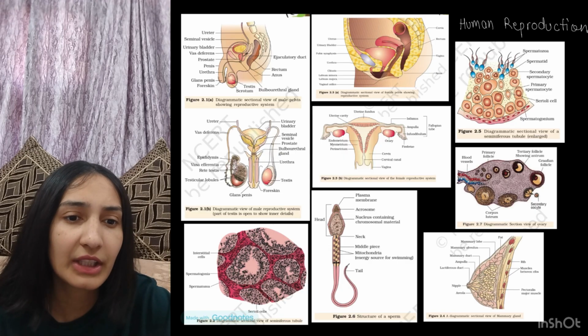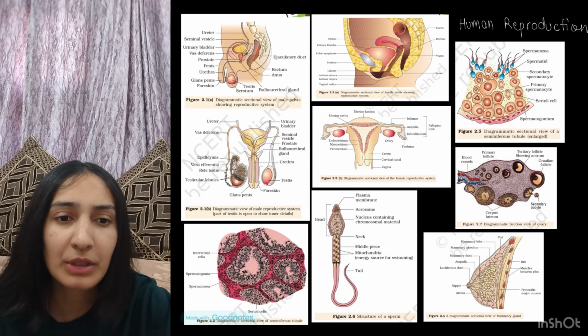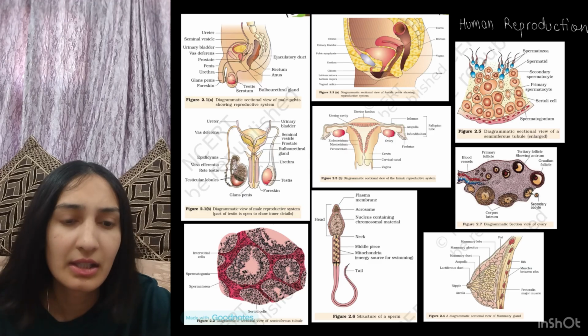Now figure 2.3a is a diagrammatic sectional view of female pelvis showing the reproductive system. So we have the uterus, we have urinary bladder, we have pubic symphysis, we have urethra, we have clitoris, we have labia minora, labium majora, vaginal orifice, we have the anus, vagina, rectum and cervix.